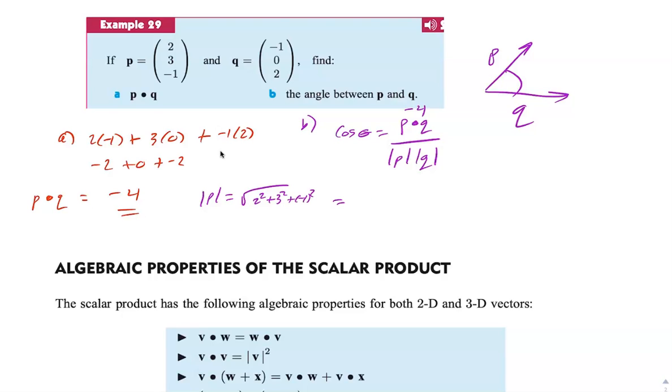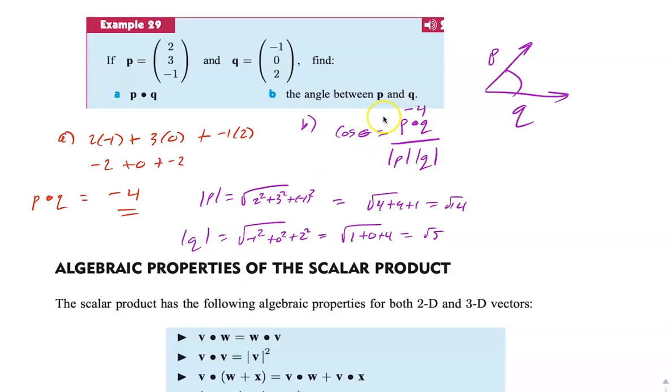So that'll get me 4 plus 9 plus 1, or rad 14. Same thing for Q. This one should be a little easier. Negative 1 squared plus 0 squared plus 2. Remember, every time you square a negative, it's positive. A lot of people give me negative 1 for that. I don't know why. It's positive 1 squared. Plus 4, so rad 5.